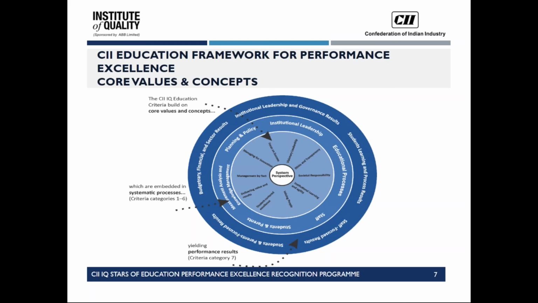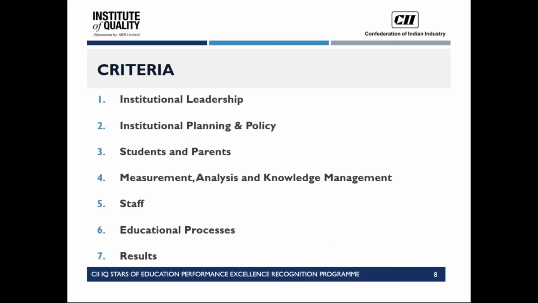Now we can look at the diagram still further, where the set of values is surrounded by the process, that is institutional leadership, planning and policy, and also the results, which is the institutional leadership and government results, students learning and process results. Now moving on to the next slide, that is on the criteria.